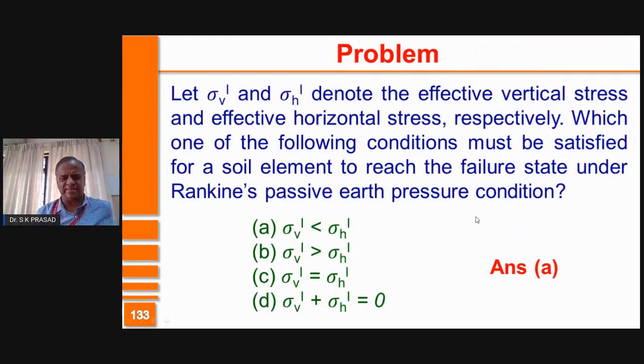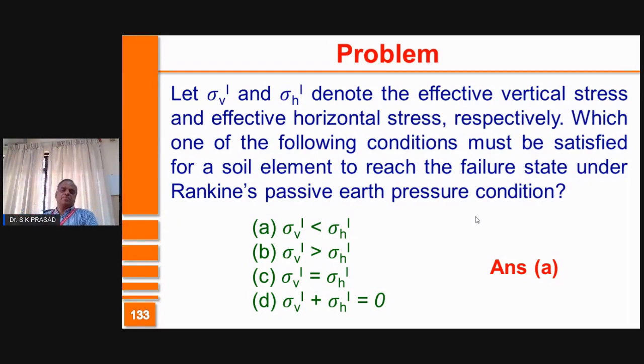So let us take two simple problems, solve them and close today's lecture. This is the problem which was asked in the previous GATE. Let sigma v prime and sigma h prime denote the effective vertical stress and effective horizontal stress respectively. Sigma v prime is vertical stress, sigma h prime is horizontal stress, both effective. Which one of the following conditions must be satisfied for a soil element to reach failure state under passive earth pressure condition of Rankine?